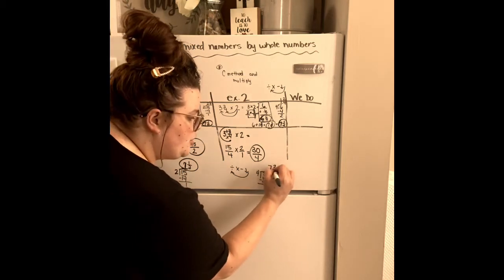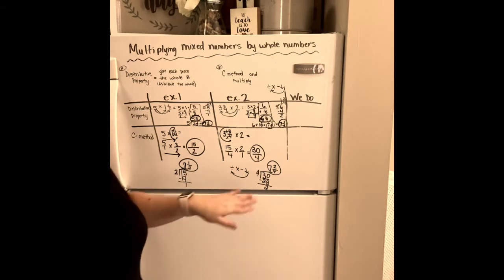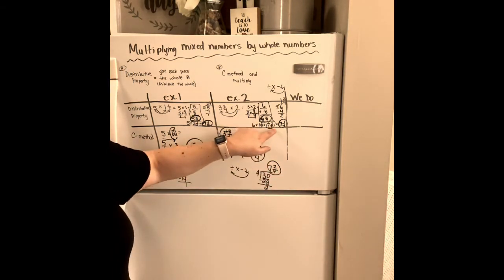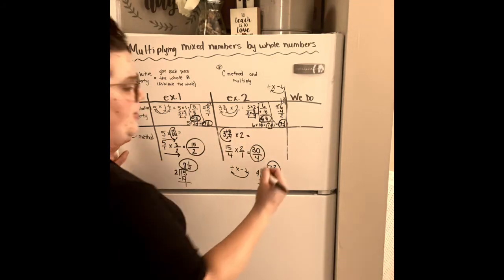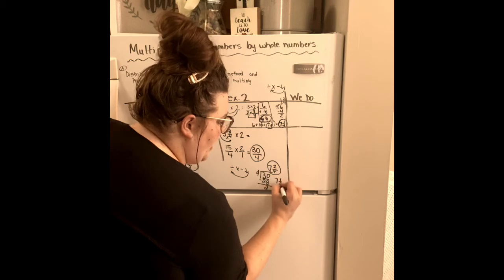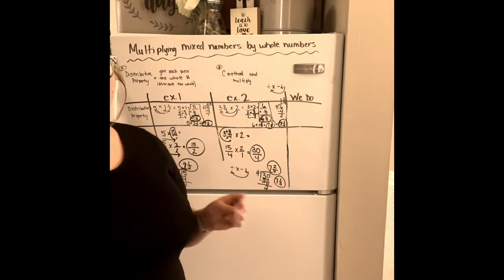So 7 2/4 is another possible answer. But again, remember, that's not in the simplest form because that 2/4 we already set up here could also be 1/2. So another possible solution here is 7 1/2. So if we use the C method, here are 3 other choices for us.